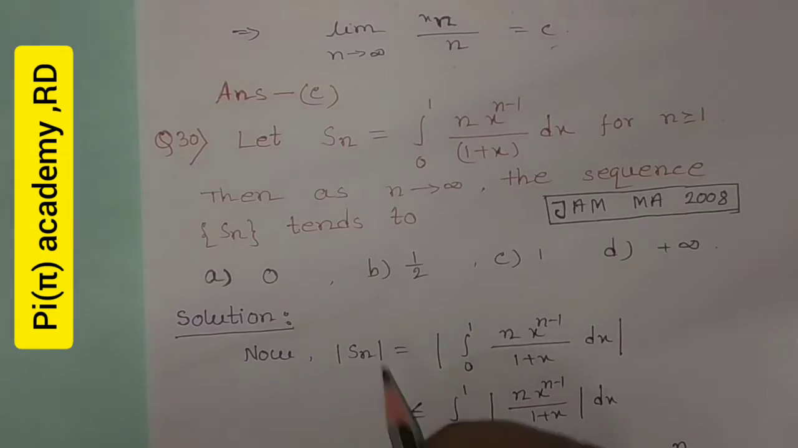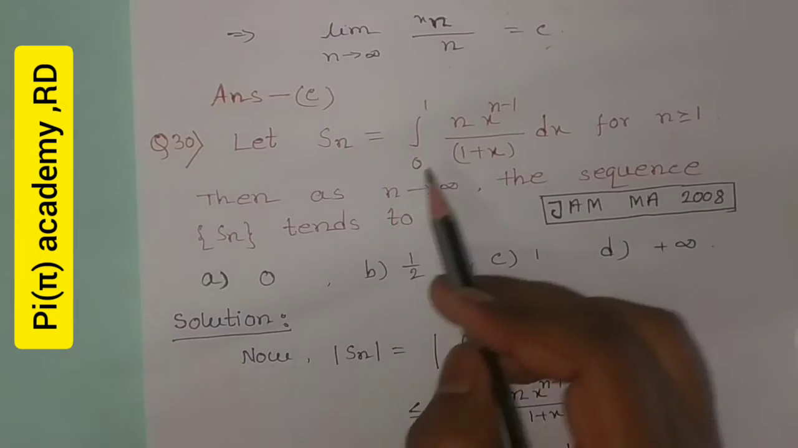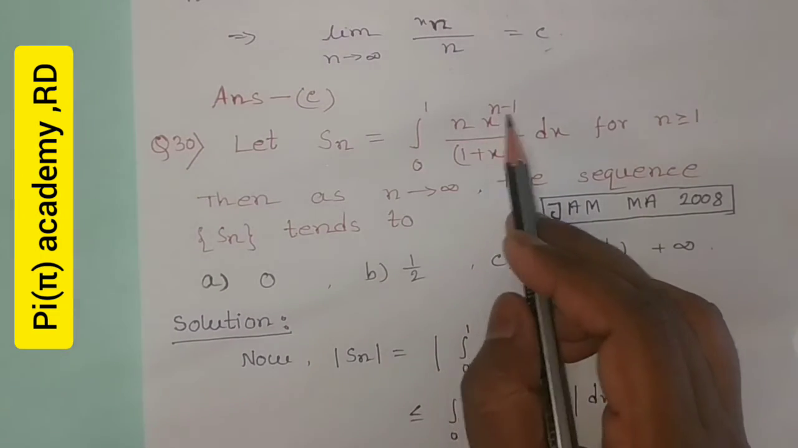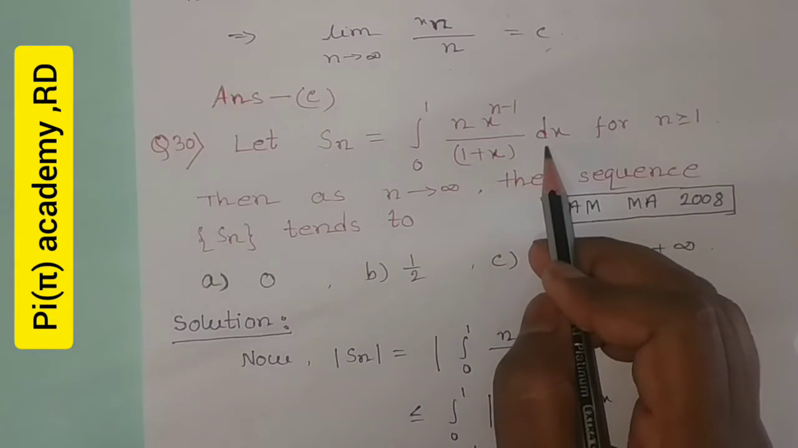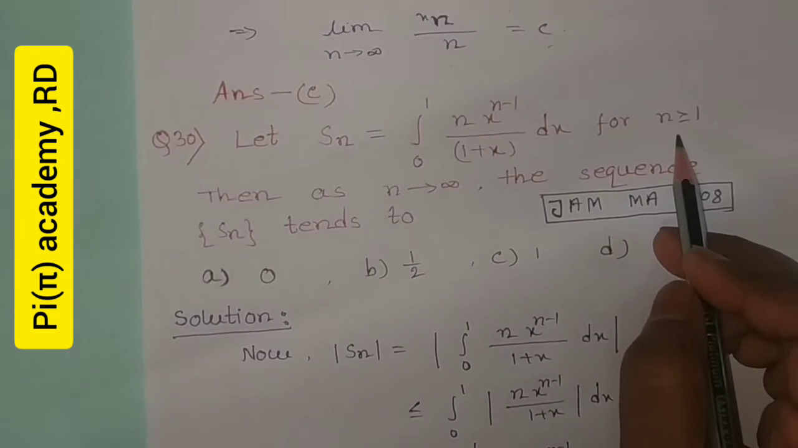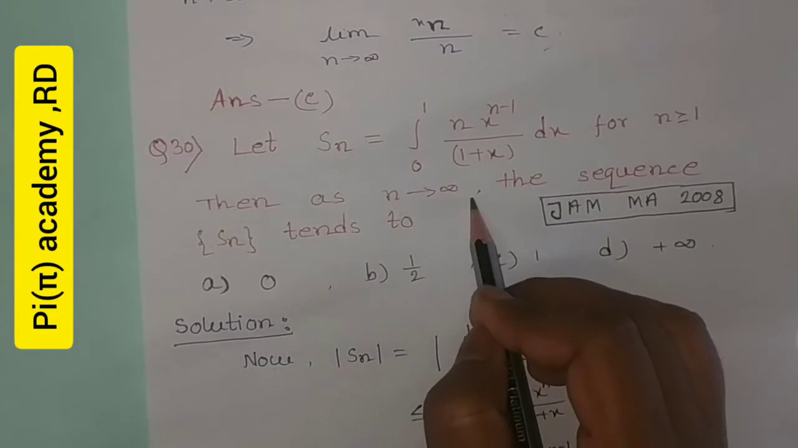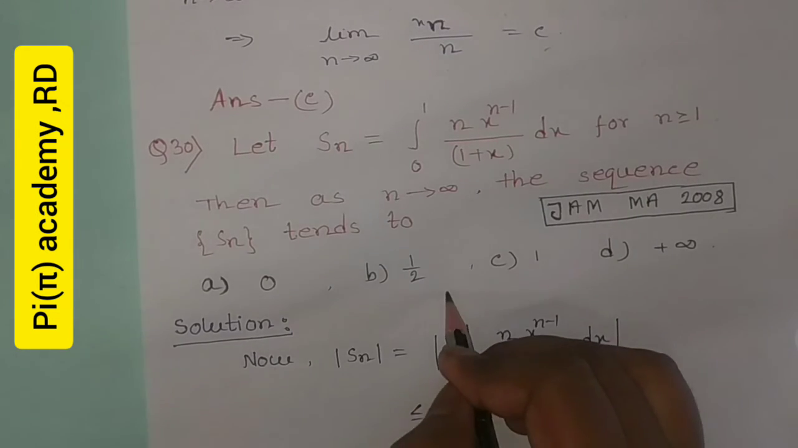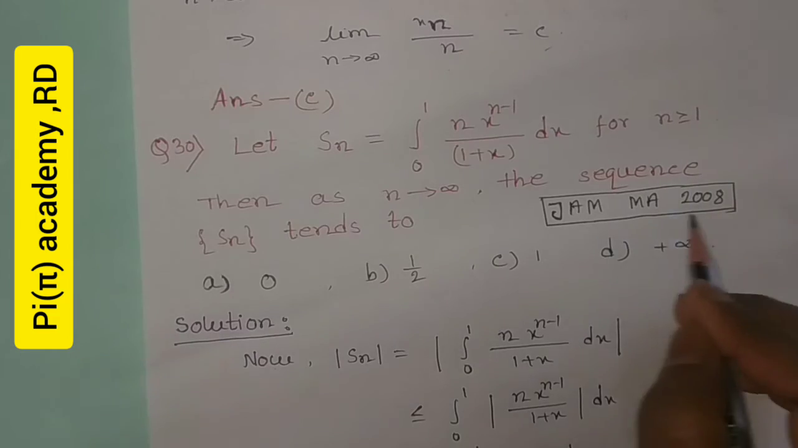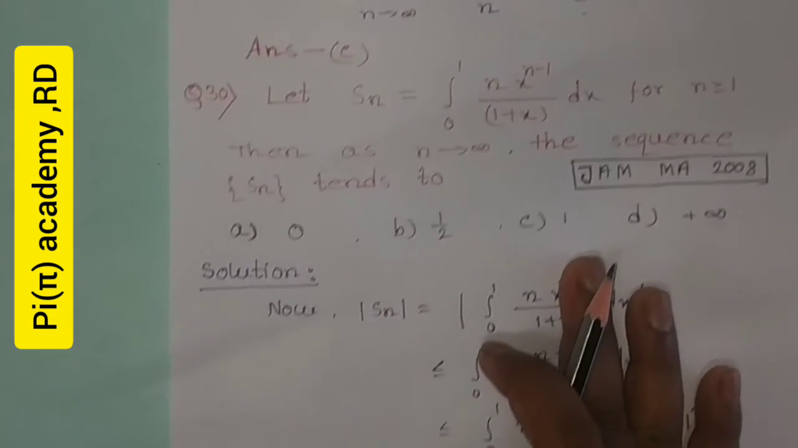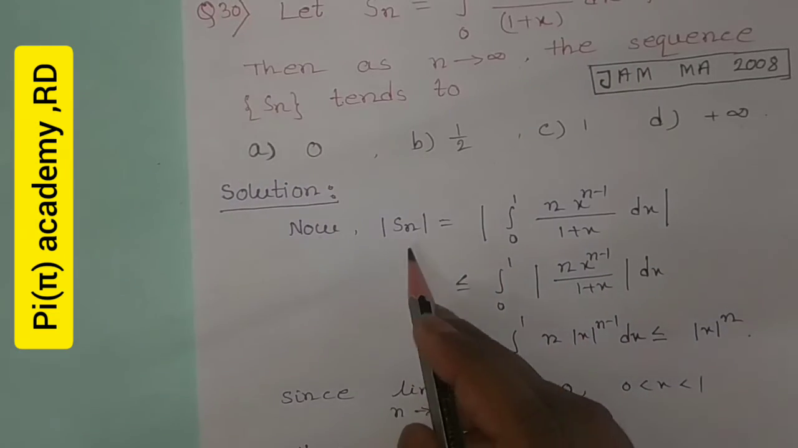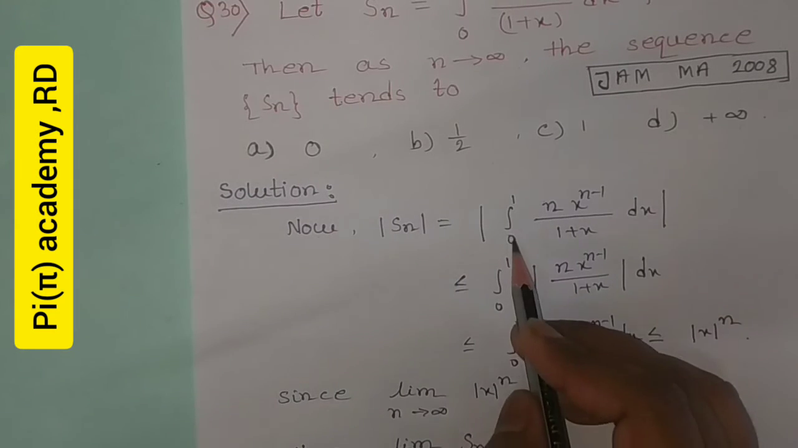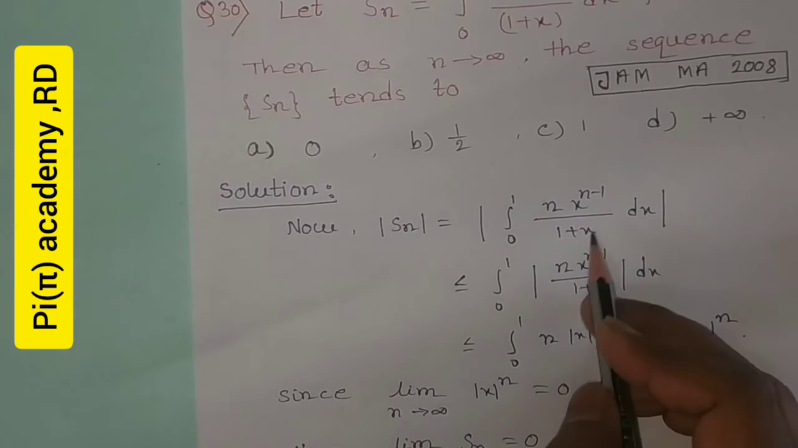Now, question number 30. Let Sn equal the integral from 0 to 1 of n into x to the power n minus 1, divided by 1 plus x, dx for n greater than or equal to 1. Then, as n tends to infinity, the sequence Sn tends to 0, or half, or 1, or plus infinity. JAM MA 2008. Solution. Here mod Sn equals mod of the integral from 0 to 1 of n into x to the power n minus 1 over 1 plus x, dx.